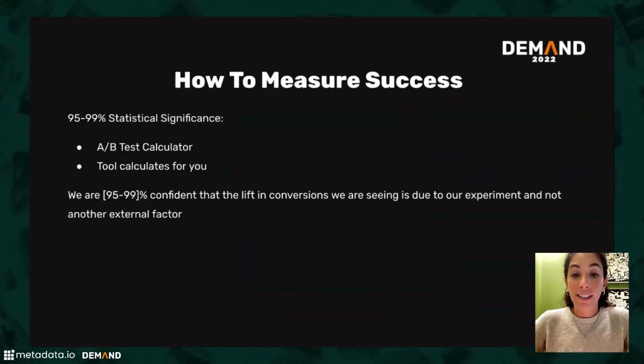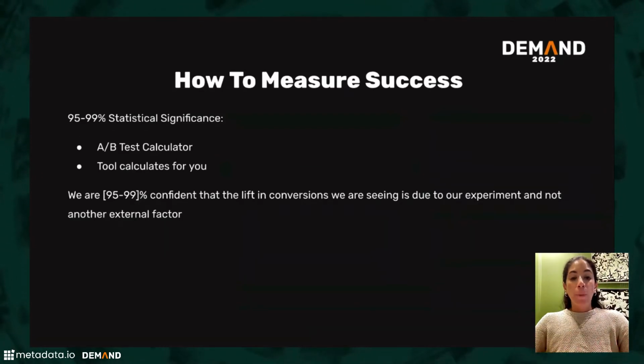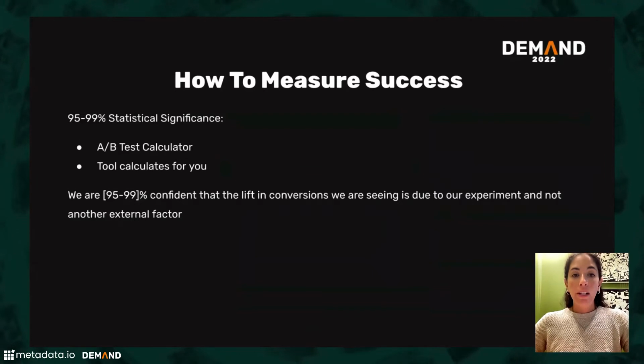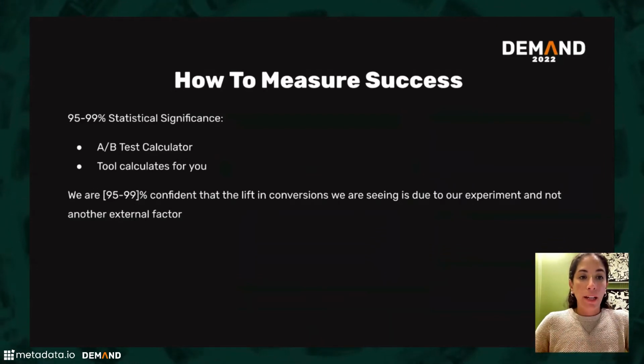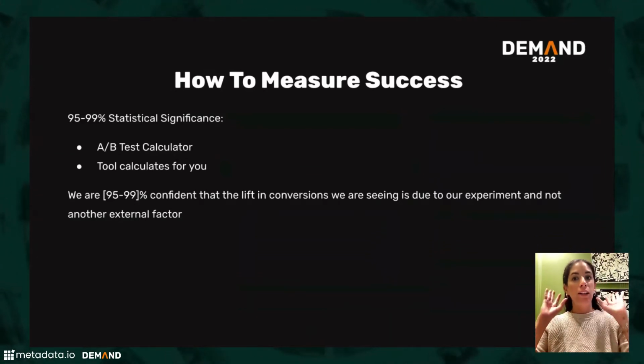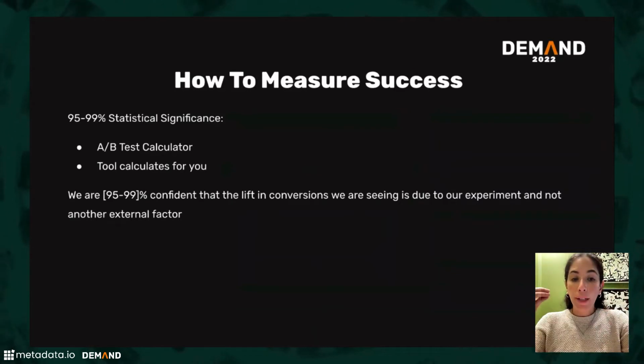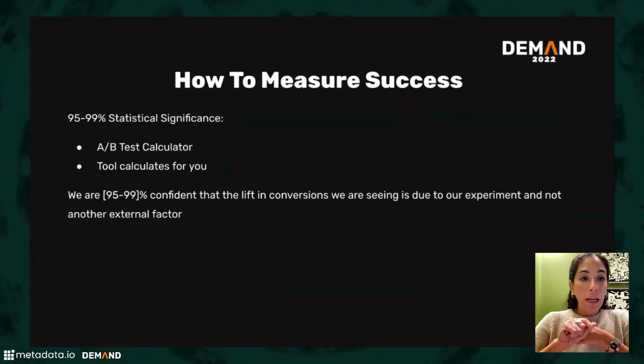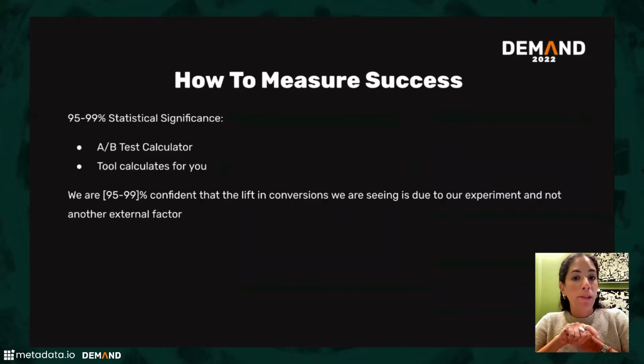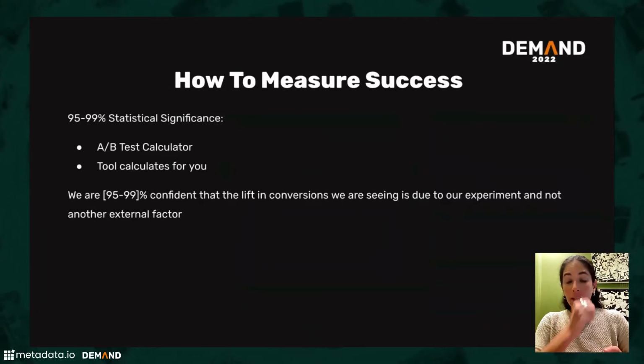How should you be measuring the success of your experiments? So I like to use 95 to 99% statistical significance. Before I dive into what that actually means and how you calculate it, if you Google A/B test calculator, I think the first one that pops up is abtestcalc.com. I love that one, would recommend.